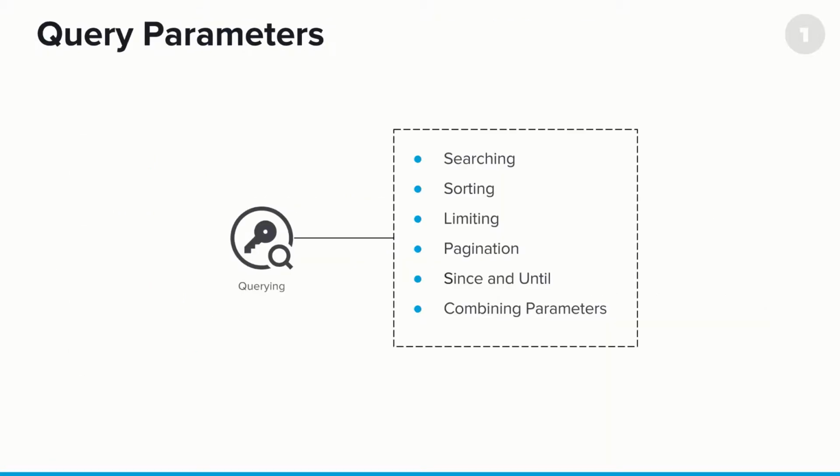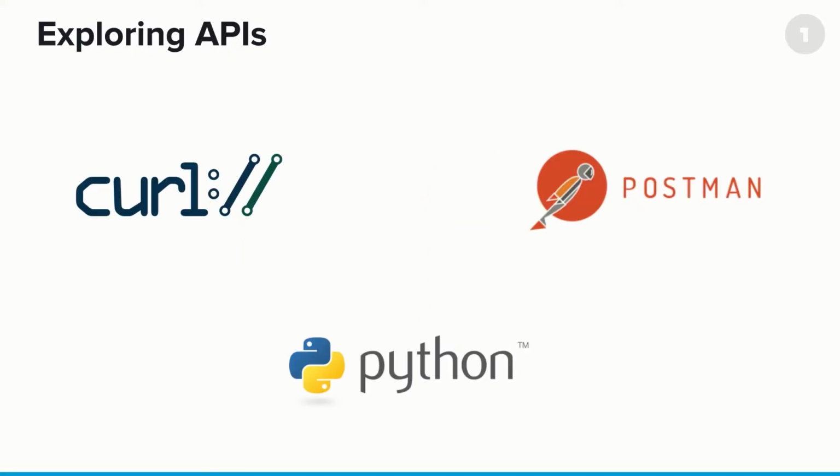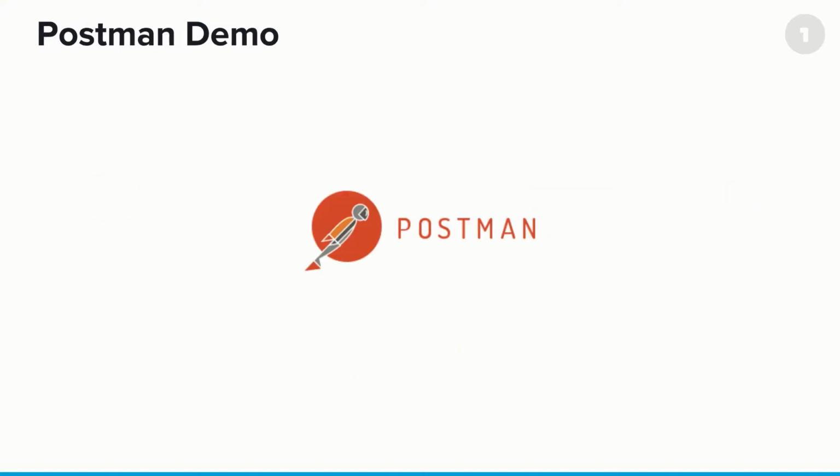Next up, we'll talk a little bit about query parameters. Query parameters allow you to hit one of our API endpoints, but then perform additional operations on that endpoint, such as searching, sorting, limiting the amount of data you get, pagination, or the ability to go through large sets of data, as well as things like since and until, and finally combining all of these parameters together. So let's talk a little bit about how we can explore these APIs.